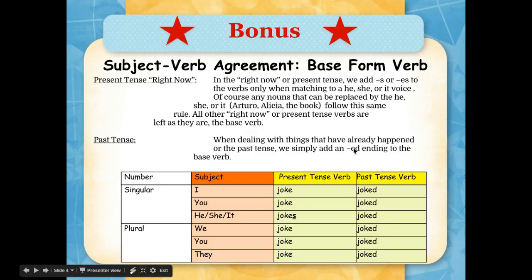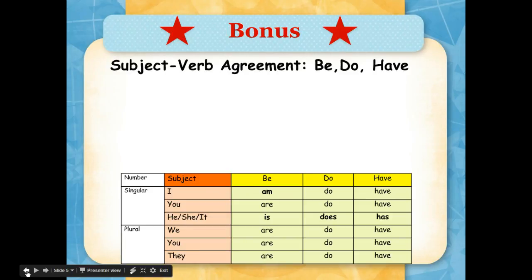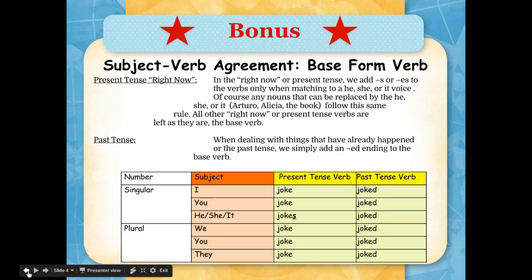Past tense, when dealing with things that have already happened, we simply add an ed ending to the base verb. Okay, so let's look at what this looks like. Oops, I went too far. Hang on, going back. Okay, so if you have a singular subject, I joke would be present tense. I joked would be past tense. You joke, you joked. He, she, or it jokes. He, she, or it joked. Okay, then plural. We joke, we joked. You joke, you joked. They joke, they joked.